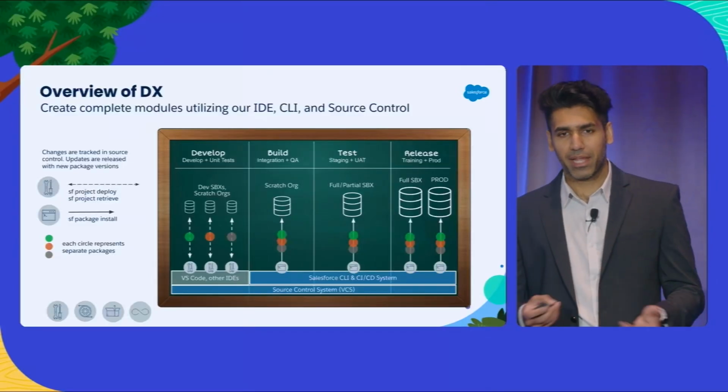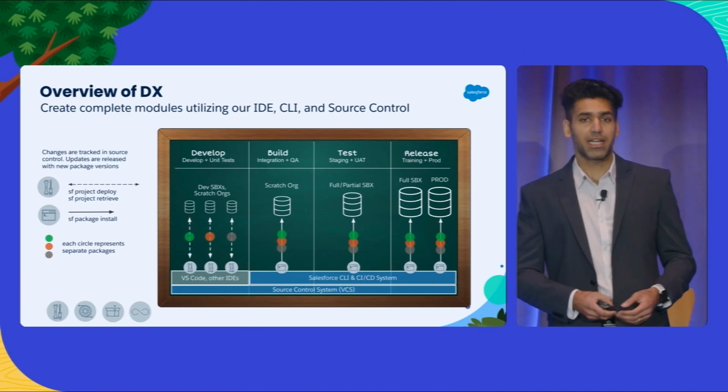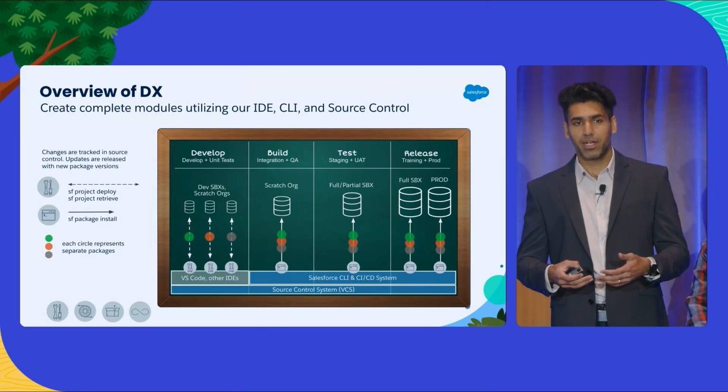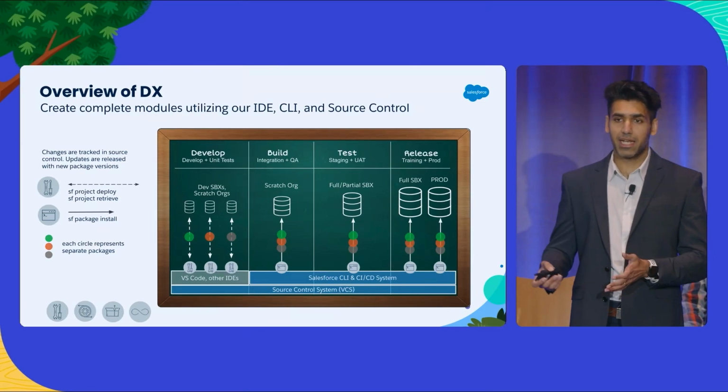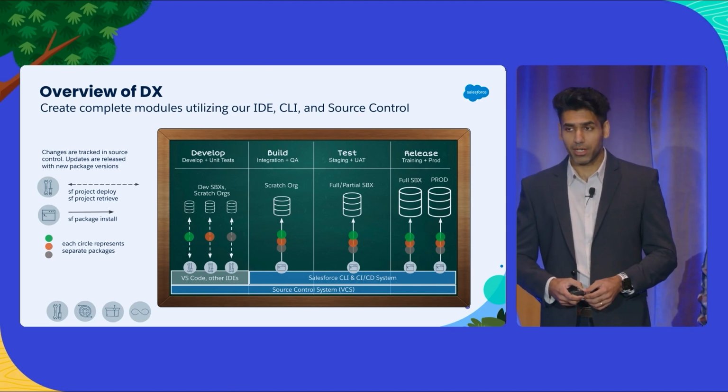All right, so let's get started. A lot of you who are building apps on the platform are probably familiar with the application lifecycle management, or the ALM process, right? This is the process that entails building all your changes, integrating them with the rest of your applications, testing them against customer data, and then finally releasing them into your production org.